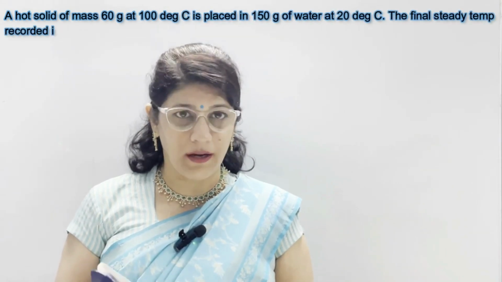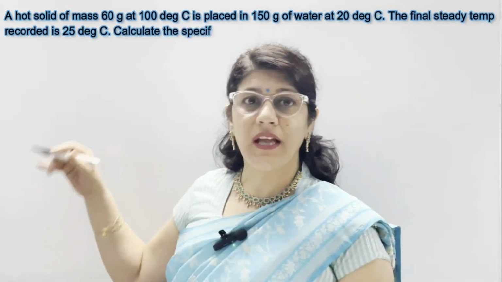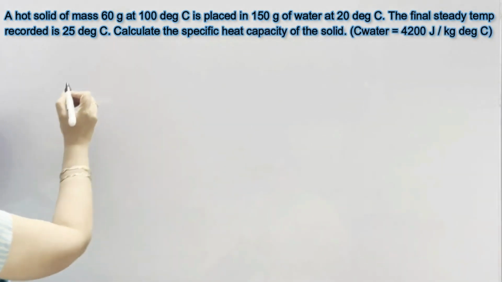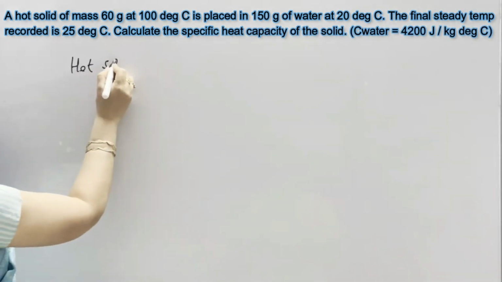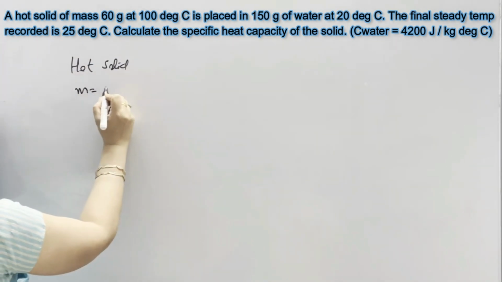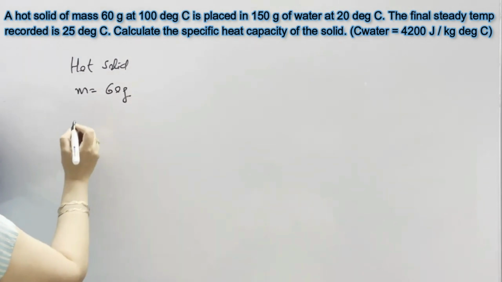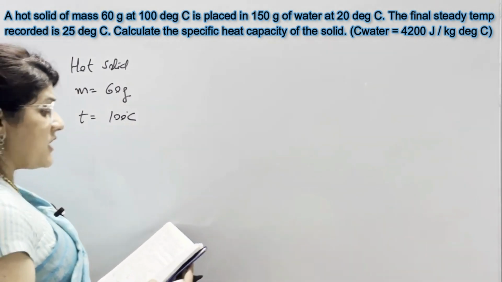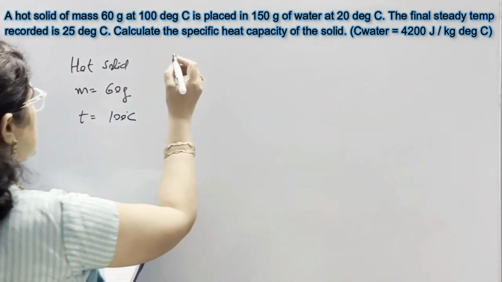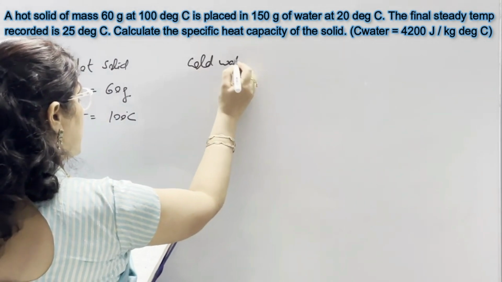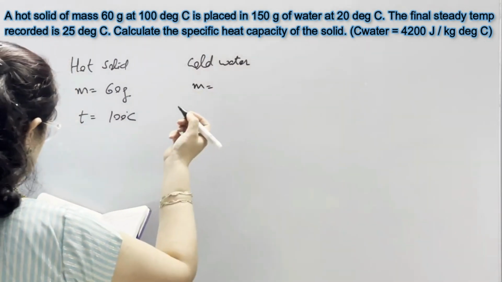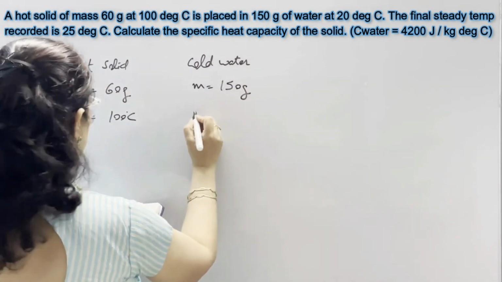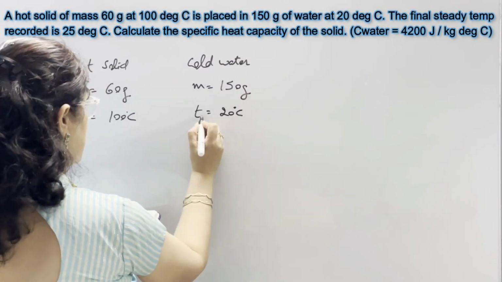While reading this numerical, we can simultaneously place the quantities in separate groups so that our calculation gets easier. A hot solid of mass 60 gram at 100 degrees Celsius is placed in 150 gram of water at 20 degrees Celsius. It means the hot solid's mass is given as 60 gram and its temperature as 100 degrees Celsius. The cold water's mass is 150 gram, and its temperature is 20 degrees Celsius.